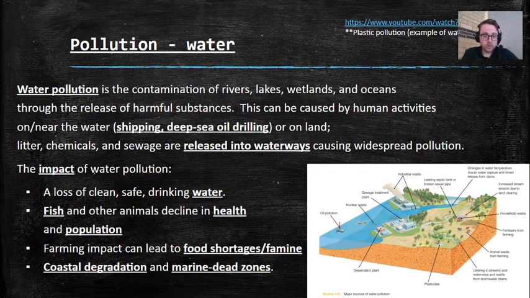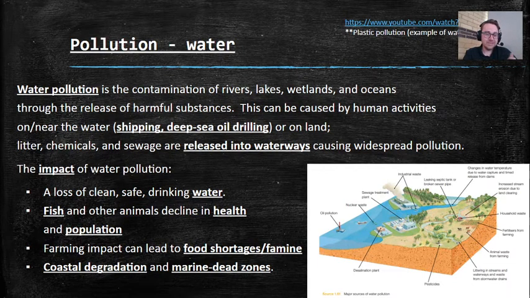And also coastal degradation and marine dead zones. We actually learn about marine dead zones a bit later on, so I won't talk about it in too much detail. Coastal degradation is basically the beaches fading away into nothingness until the beach actually moves in several kilometers inland. So if you don't live by the beach now, if water pollution continues, you might live by the beach in a few years.